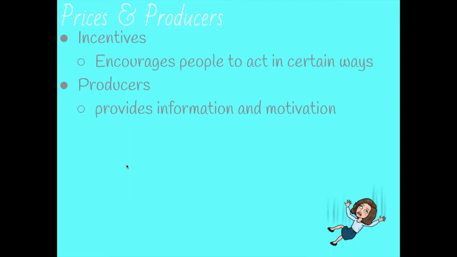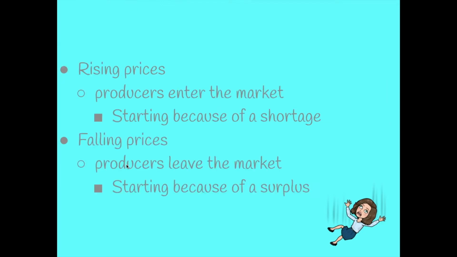All right, prices and producers. Producers have incentives. So why are people buying and why do they act a certain way? Producers are the people who provide either the goods and services or the motivation. Rising prices are when producers will enter the market. So now we might see more producers of toilet paper, more producers of masks, more producers of gowns, because there's a shortage. They want to help with that shortage, but they also want to make money.